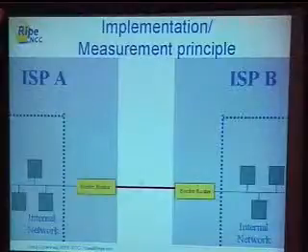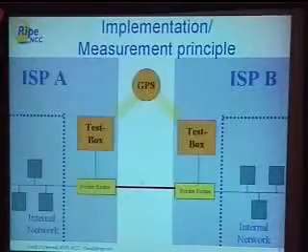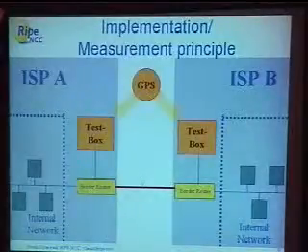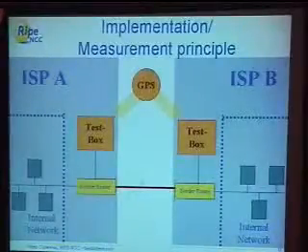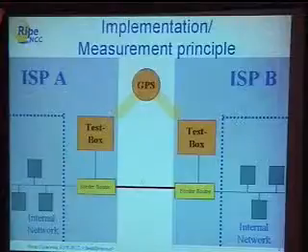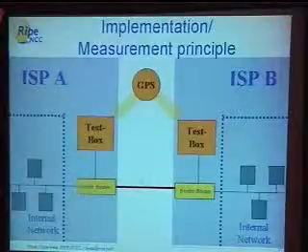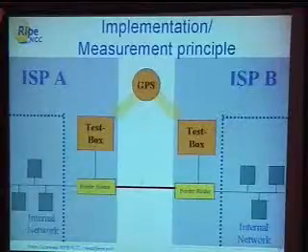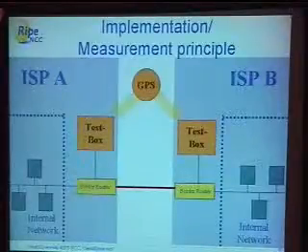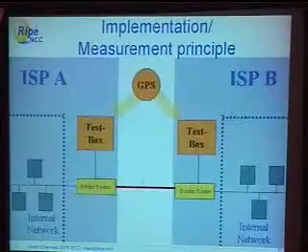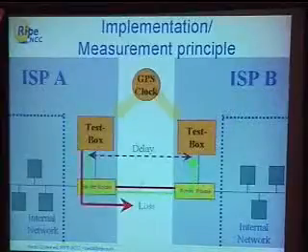What we do is we install so-called test boxes, and those are shown here in orange at both ISPs. These boxes are connected to a port of the border router. They have a GPS clock, and I'll show you in a minute why that's needed. And okay, so we have 2 of these boxes, and then we can do measurements.